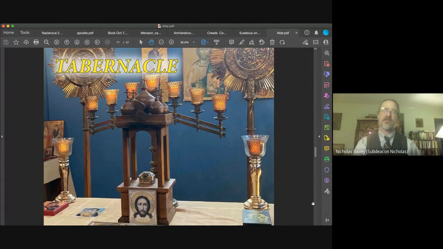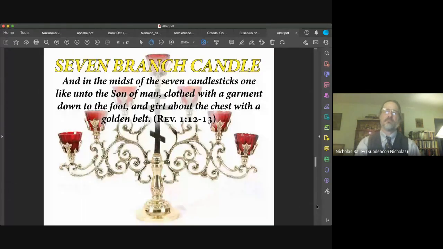Behind the tabernacle is a seven-branch candlestick. It may sit on top of the altar. Sometimes it's made to be freestanding behind. It can be small or large. You see this reference here from Revelation: in the midst of the seven candlesticks, one likened to the Son of Man, clothed with a garment down to the foot, and girt about the chest with a golden belt.